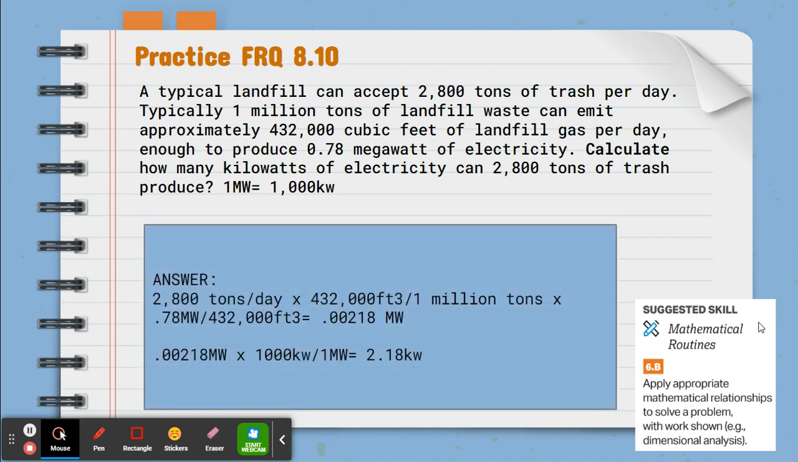So if we were to solve this, it requires just a little bit of dimensional analysis. We know that our typical landfill accepts about 2,800 tons per day. If we multiply that by the size of our landfill, which we said was 432,000 cubic feet of gas per day, we then take that value and multiply it by the amount of megawatts of electricity that we know the methane gas can produce. However, we do need to convert that value into kilowatts. So that's where the last and final piece comes in, and that would get us about 2.18 kilowatts.